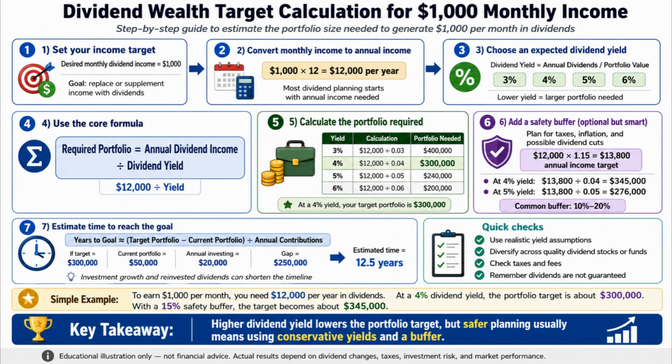So, the simple example is this. To earn $1,000 per month, you need $12,000 per year in dividends. At a 4% dividend yield, the portfolio target is about $300,000. With a 15% safety buffer, the target becomes about $345,000. The key takeaway is that a higher dividend yield lowers the portfolio target, but safer planning usually means using conservative yields and adding a buffer.